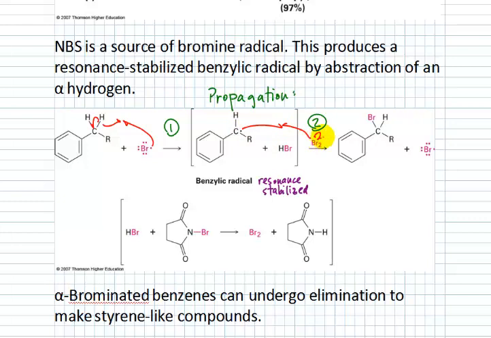Br2, allowing one bromine to become attached to that alpha position, regenerating the bromine radical to go on and continue reaction.